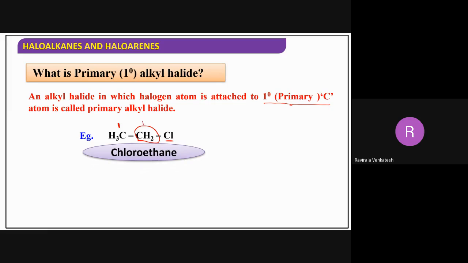Why do we call this carbon a primary carbon? Because it is bonded to 1 carbon. In the example I took just now, this is also primary, because this carbon is not bonded to any carbon. For primary, we can use 2 things: a carbon not bonded to any carbon is called primary, and a carbon bonded to 1 carbon is also called primary. So these come under primary. Chloroethane comes under IUPAC nomenclature.